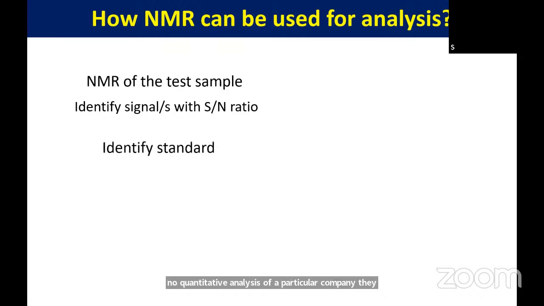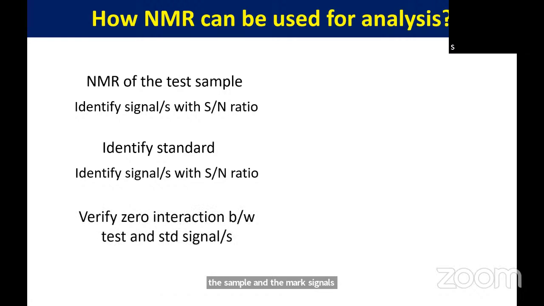In case of standard also, we follow the same protocol. Let us say if we are using a standard, the standard also can have more than one signal. There also we pick up a signal which has strong signal to noise ratio and which is not interacting or interfering with the sample NMR signals. So we need to see that zero interaction is there between standard signals and test signals. So once this is done, we can go for simple quantitative analysis.